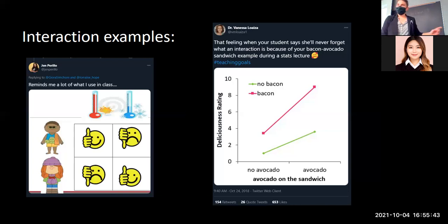So the relationship between avocado, yes minus no, when there is no bacon is 1.5. And yes minus no when there is bacon is 6. So I would say that the relation between having avocado on my sandwich and deliciousness is stronger when there's bacon than when there's no bacon.